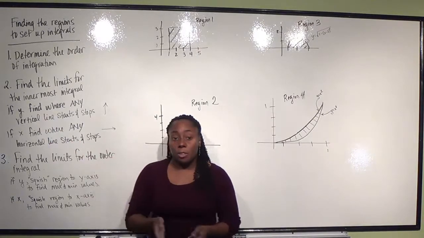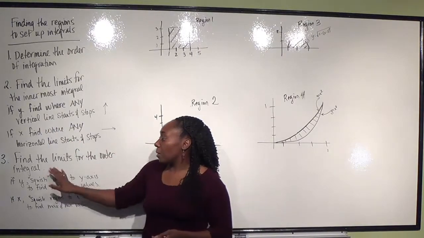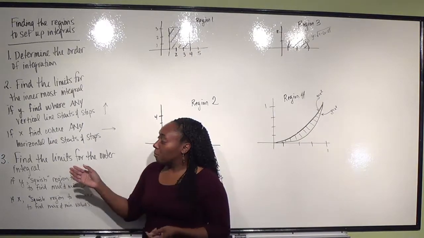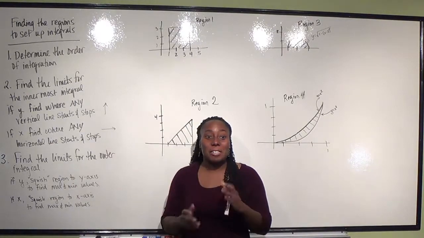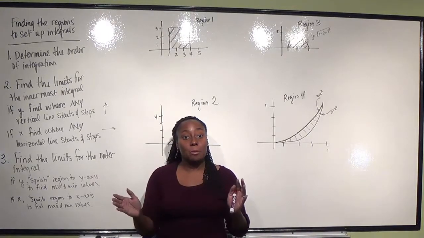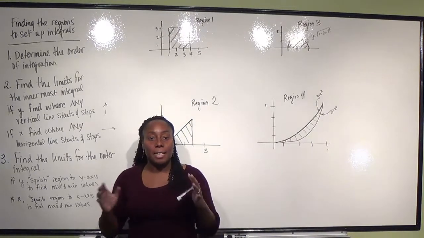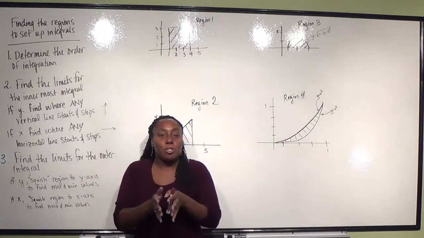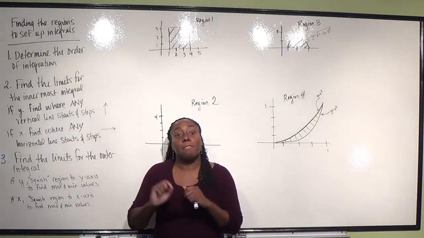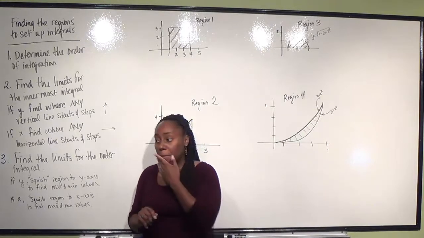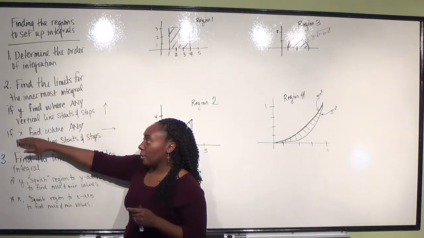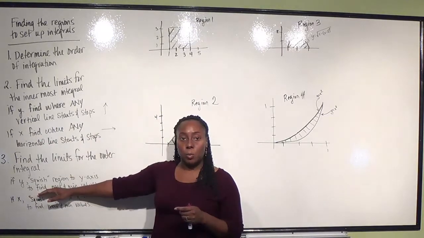Once I find the innermost limits, then I want to look at the outermost limits. And I'm going to do the same thing, essentially. The difference is I'm not just going to pick a line and look anywhere. Now that I've figured out where my first limits are, I'm going to squish my region to the other axis and figure out where the final limits are going to be. What I mean by that is, if I'm doing x first here, then I'm going to do y second.